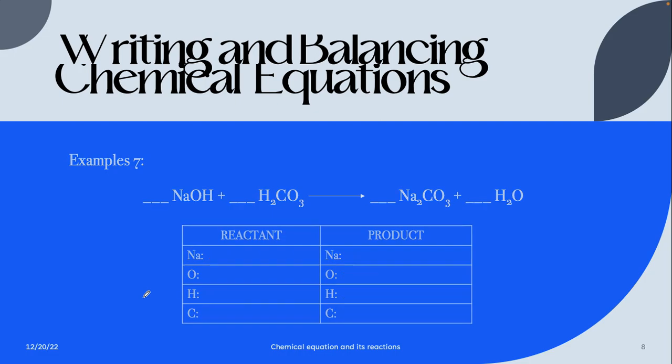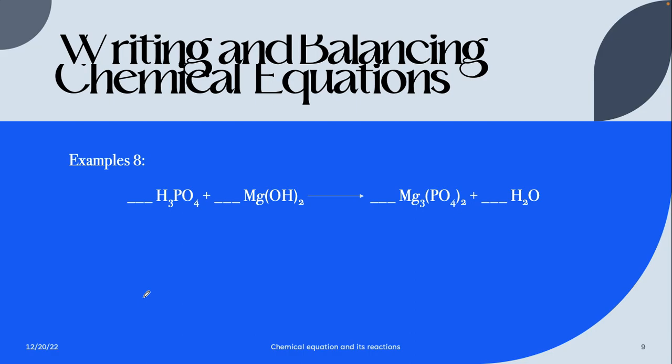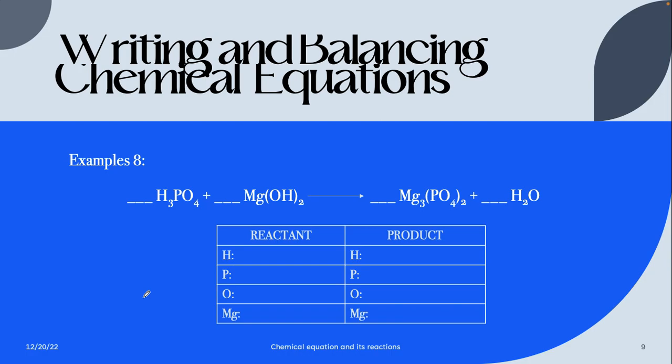Let's take a look at another example. In this example now, we have phosphoric acid plus magnesium hydroxide when reacted gives you magnesium phosphate and water. It might look difficult, but it's not, I promise. So let's create our table. We have hydrogen, phosphorus, oxygen, and magnesium. Let's write how many of each there are.